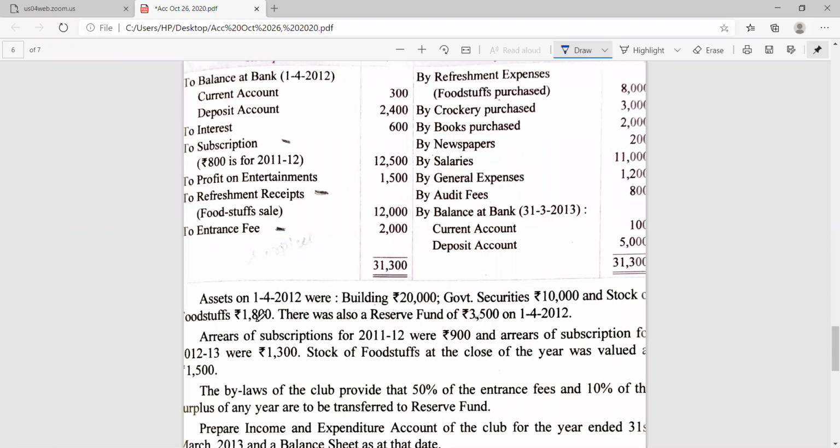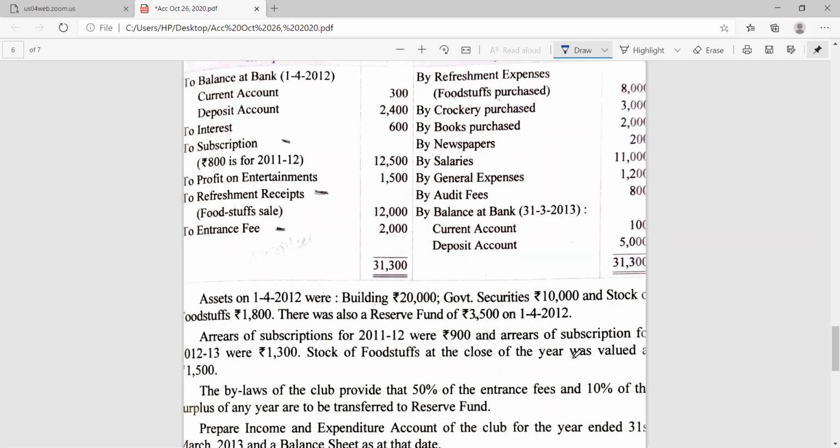Here, the extra, additional information is given to us. Assets on 1/4/2012 were building 20,000, government security 10,000, stock of foodstuff 1,800. There was also the reserve fund of rupees 35,500, that is on 1/4/2012. Arrear of subscription is also given here, that is 900. Arrear of subscription for 2012-13 is 1,300. Stock of the foodstuff on the closing of the year: it means the closing balance of the stock is given to you.